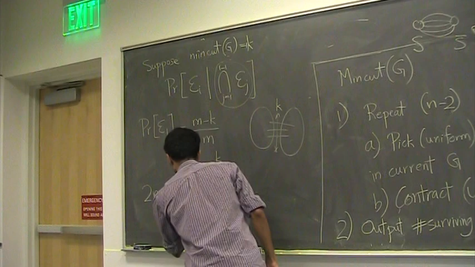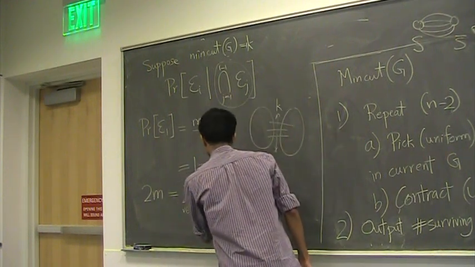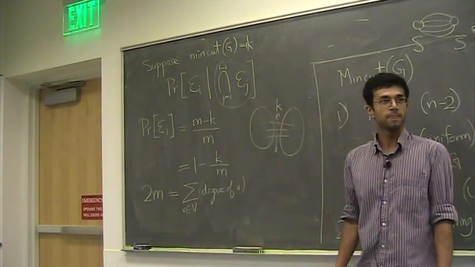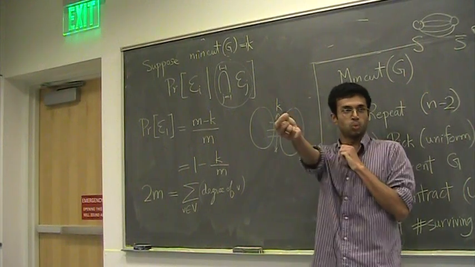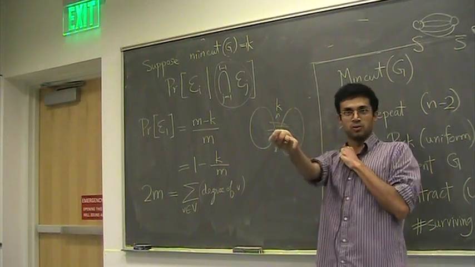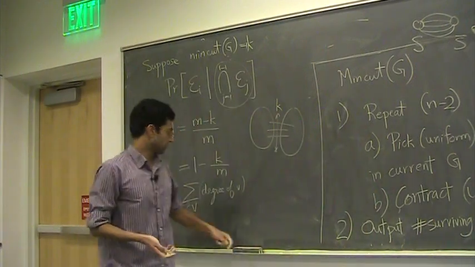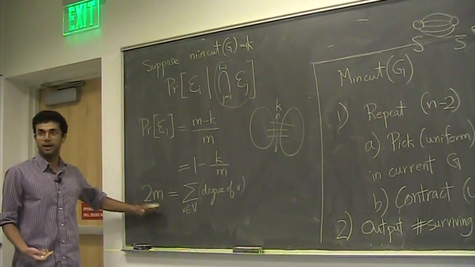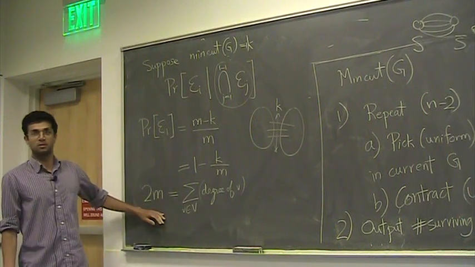So if you look at all vertices in V and you sum up the degree of v, then you get twice the number of edges, because every edge is counted twice. Every edge contributes to 2 degrees: my degree and the other person's. So this is called the handshake lemma. What it says is that the sum of degrees is twice the number of edges.